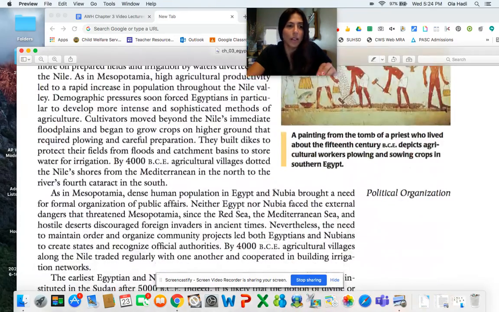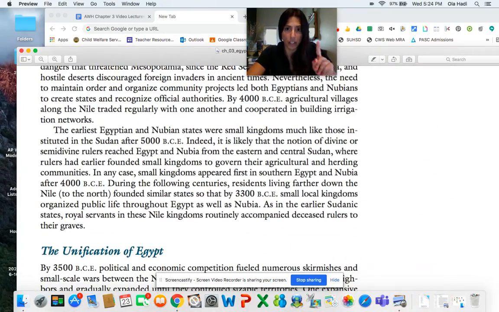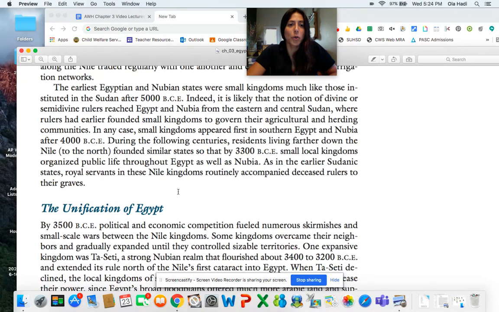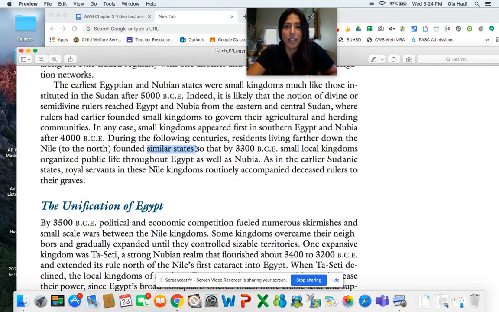And we'll see also in this region of the Nile River Valley, the idea of monarchies or small kingdoms, which, as the book tells you, indeed, it is likely that this idea of divine or semi-divine rulers came from the Sudan. It doesn't say with certainty that this is where it came from, but more than likely. In any case, whether that came from the Sudan or not, the small kingdoms were there by 4000 BCE, and we're going to see other states that are small kingdoms, so that by 3300 BCE, there are several small local kingdoms throughout Egypt and Nubia.